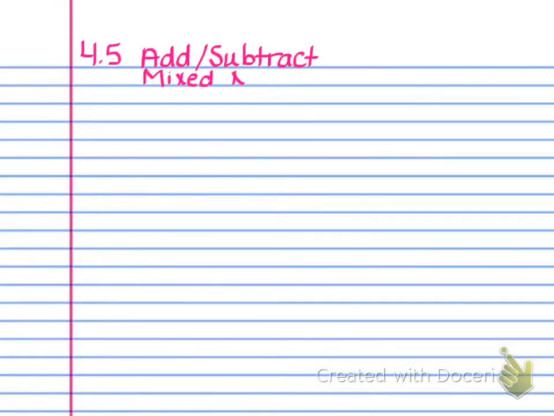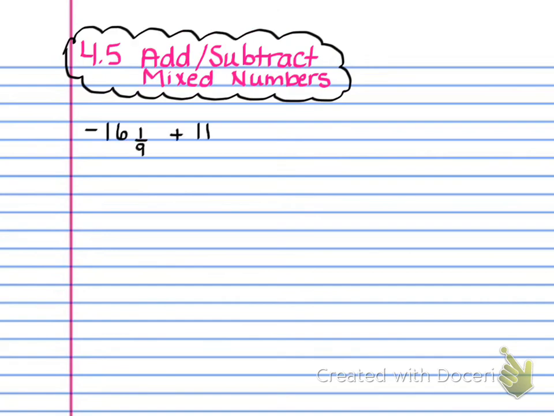Then we have add and subtract mixed numbers. This one we've been working on for the last couple days, so you guys should be pretty good with these. So I'm not going to do too many of these examples. We have negative 16 and 1/9 plus 11 and 1/3. So I'm going to set it up again vertical so that I can change it into an improper fraction. So I went ahead and did that here, negative 145 over 9 plus 34 over 3.